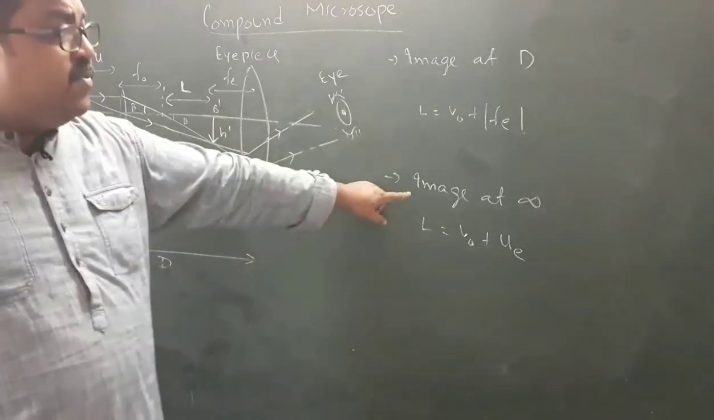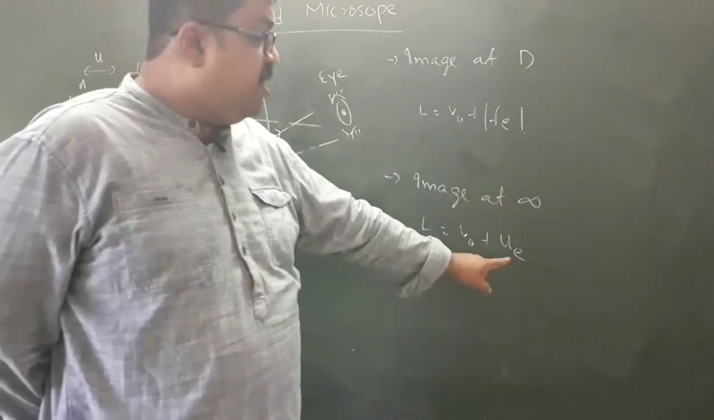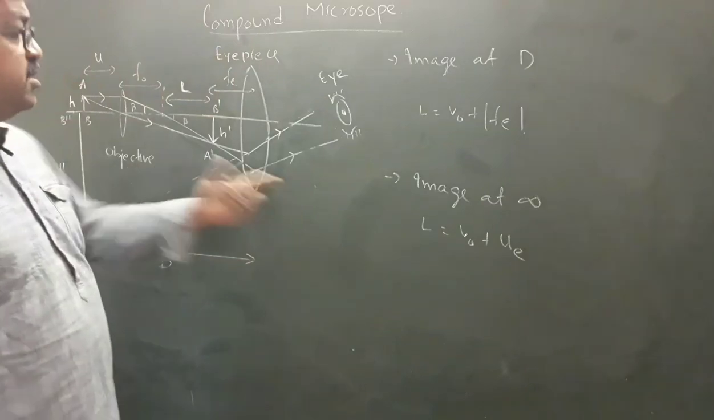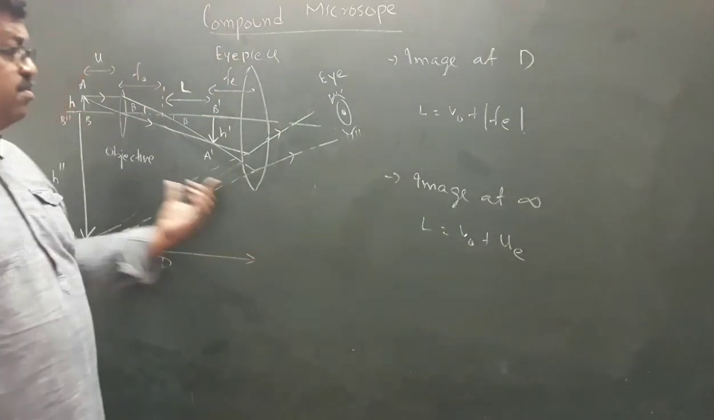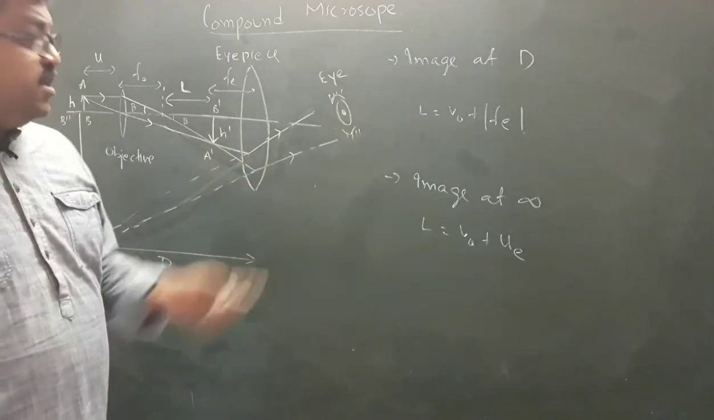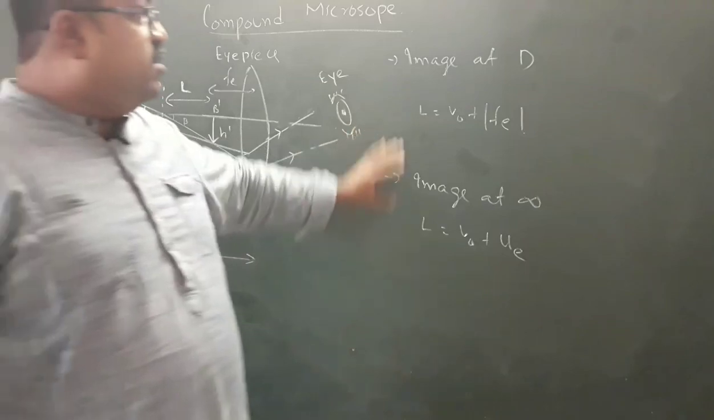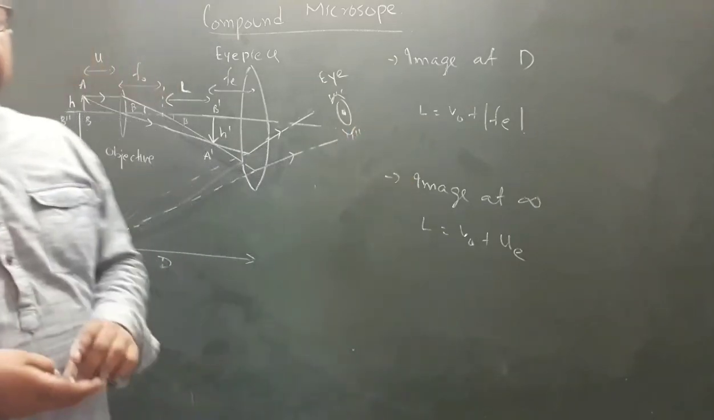Second condition, when image is at infinity. When image is at infinity, this FE can be replaced by UE. So in that case, this L will be equal to V naught plus UE, that is object distance for the eyepiece. This image will act as an object for the eyepiece. Okay. So these are the two things additionally you need to know for solving numericals.